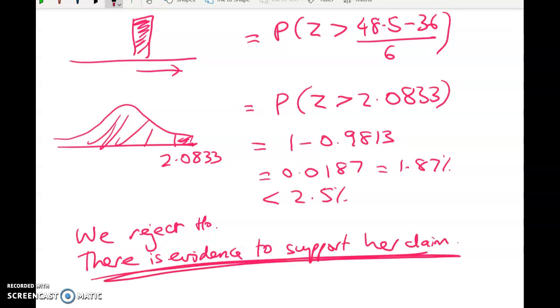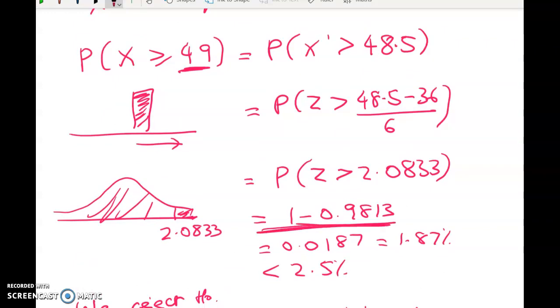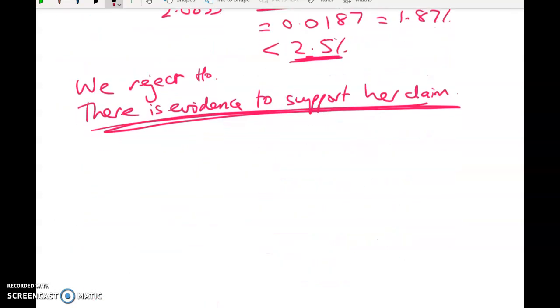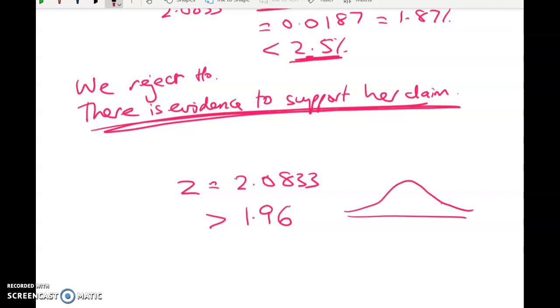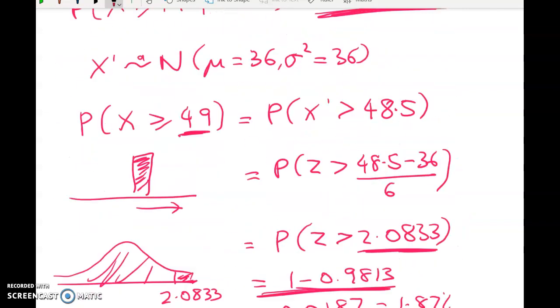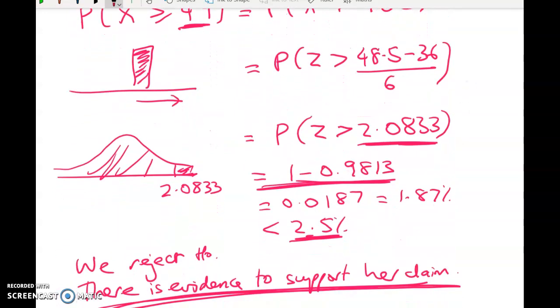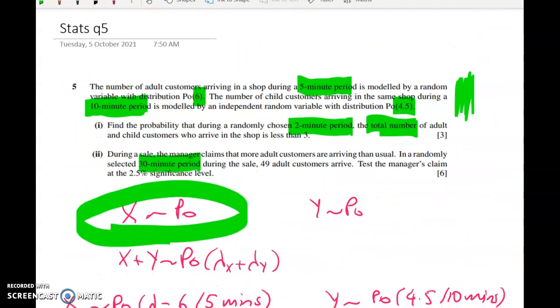Other ways that you could do this question, well, you don't have to do this calculation. You could simply find the Z value, right? And you could then compare that to your cutoff value for 2.5%. So all you need to do with that is you get Z is equal to 2.0833, and that's greater than 1.96, which is your cutoff value for having 2.5% in each tail. Okay, so that's the other way to do it, and there are a couple of other ways as well, but those two are probably the most obvious ones. So that's question 5 done, and that was worth 9 marks.